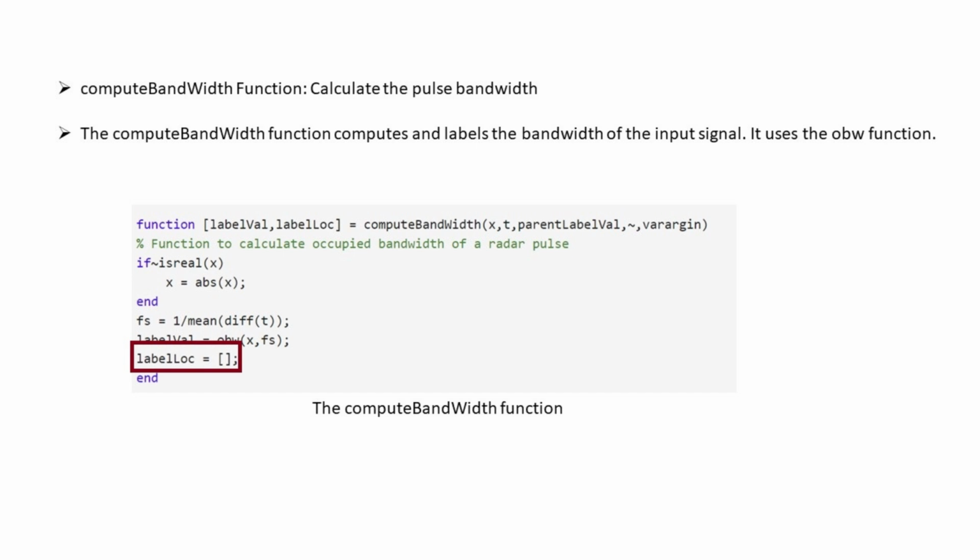label LOC = empty array. This line initializes the output variable label LOC as an empty array. Although part of the function's output, it's not used in this function. Like the previous function, this might be reserved for future use or for consistency with other labeling functions.